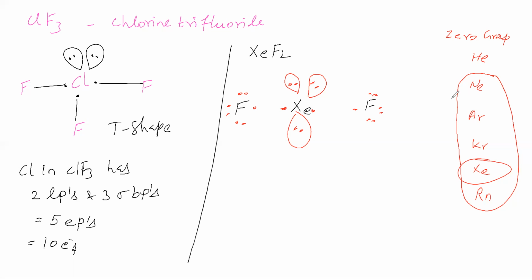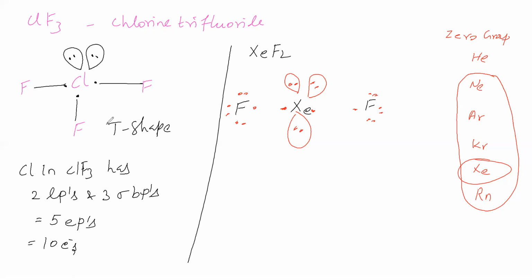Some of the compounds obeyed the octet rule. Some of the compounds have not obeyed the octet rule; some are electron deficient, some are electron rich. For that case, how did they explain?